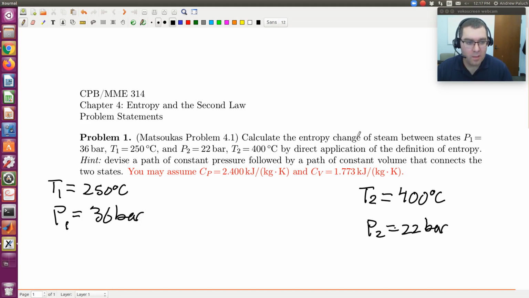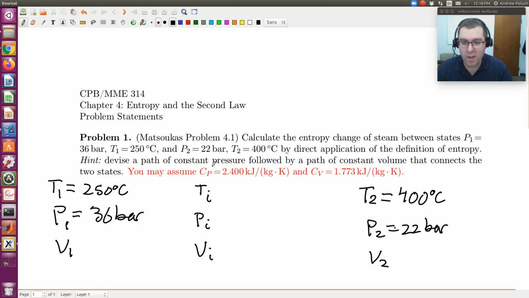If I interpret the problem correctly, it says devise a path of constant pressure followed by a path of constant volume that connects the two states. So I'm going to create an intermediate state. Initially I'll be at T1, P1, in some volume V1. My final state will be at T2, P2, and I'll have some volume V2. And then I'll have some intermediate state, which is going to be at some temperature Ti, some pressure Pi, and some volume Vi.